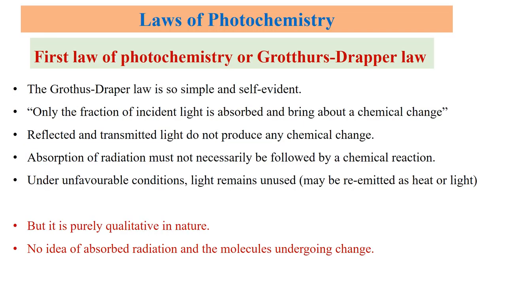Next are the laws of photochemistry. There are two laws. The first law of photochemistry is the Grotthus-Draper law. This law is very simple and self-evident. It states that only the fraction of incident light that is absorbed can bring about a chemical change. That is, the other fractions of light which are reflected or transmitted do not produce any chemical change.